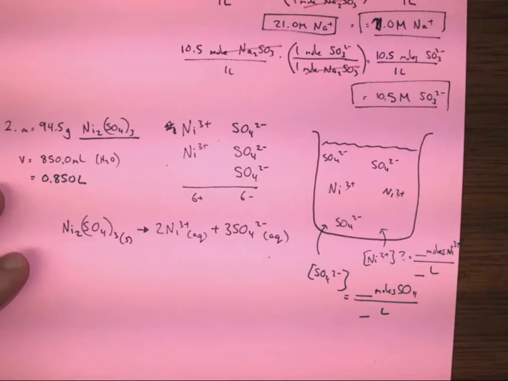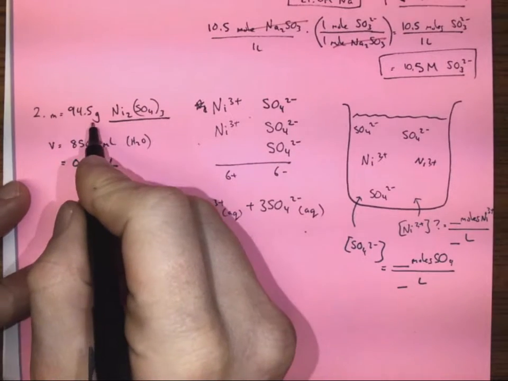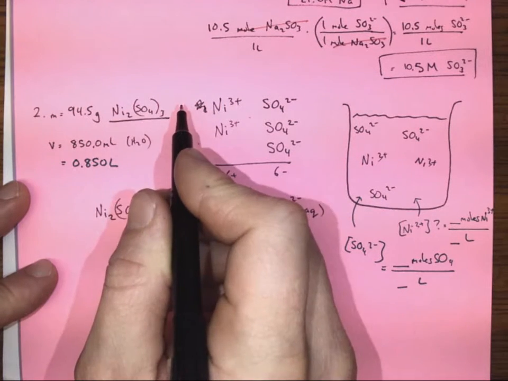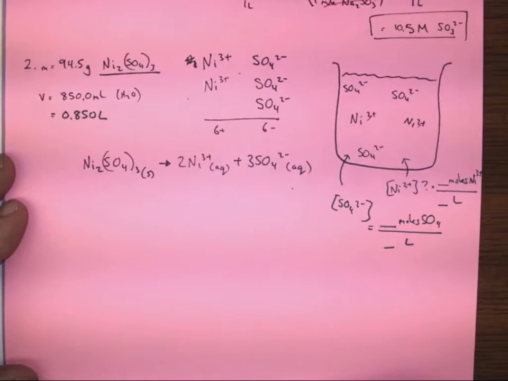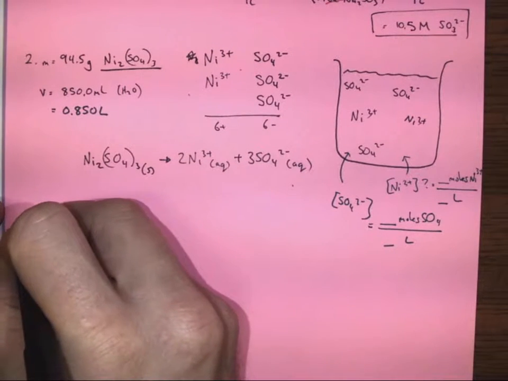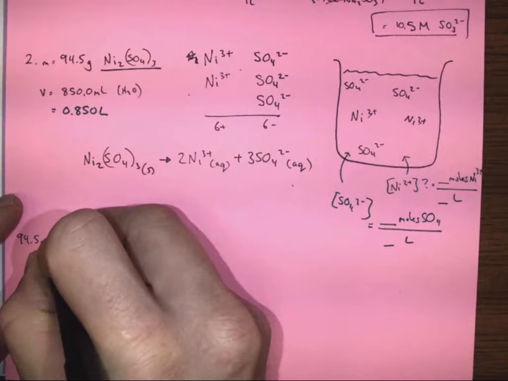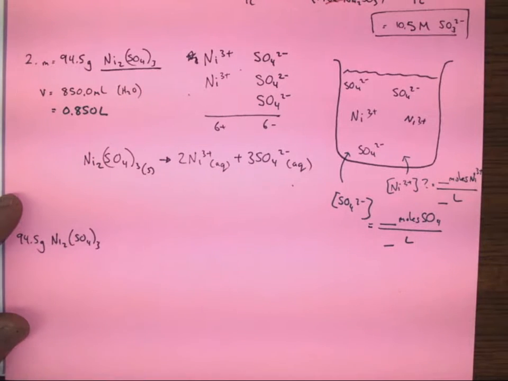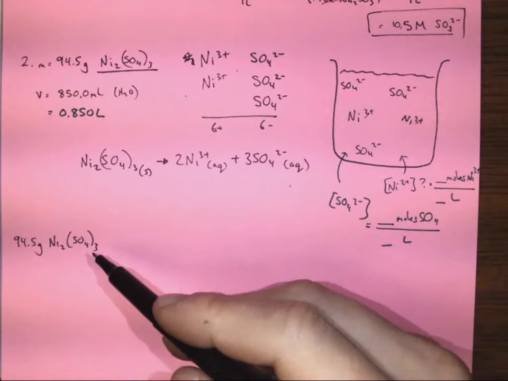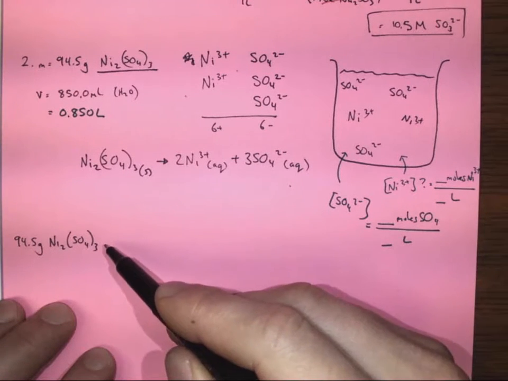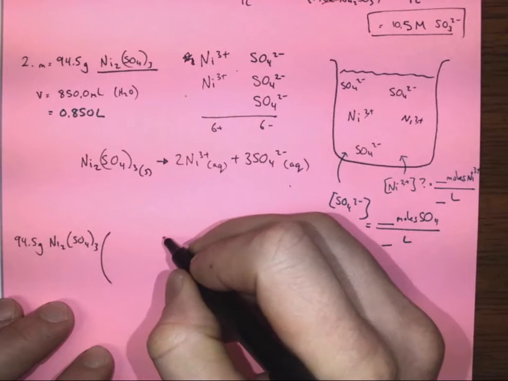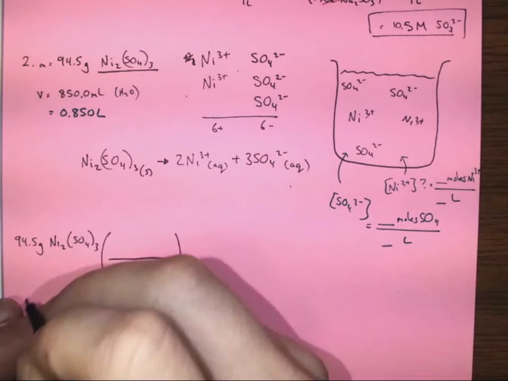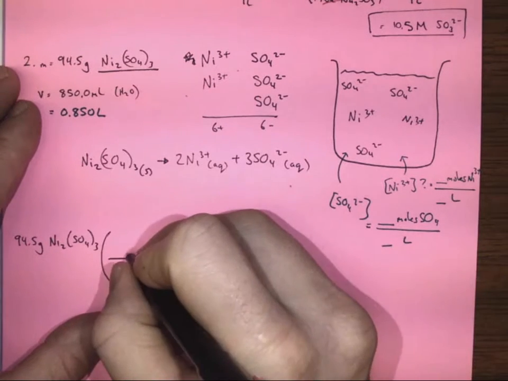But what I do know is that I have a mass, and if I have a mass of a substance, I can find the number of moles using molar mass. So I'm going to start with my 94.5 grams of nickel 2 sulfate. And I can convert this into a number of moles of nickel 3 sulfate. I think I said nickel 2 because of the subscript. I'll probably do it again, so I apologize for that.